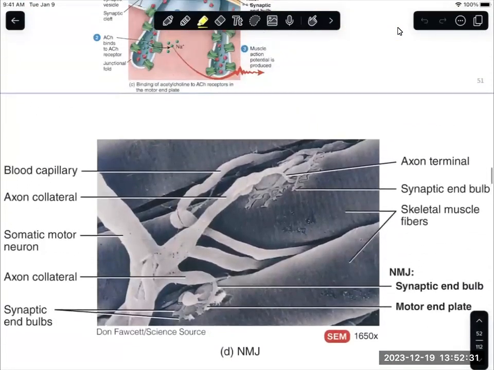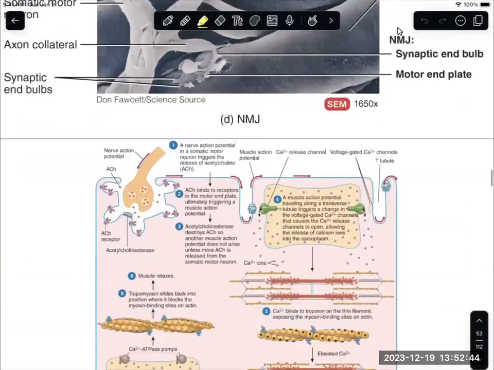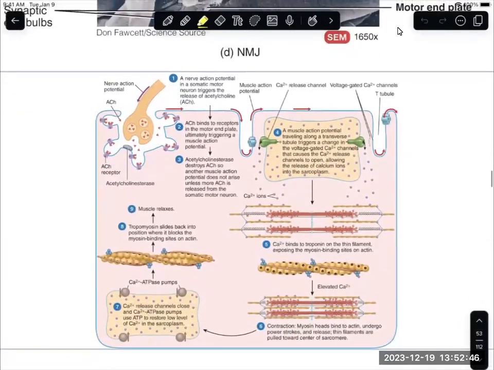So this is a really cool electron micrograph that kind of shows how these nerves branch so they can communicate with every single muscle fiber. So let's go through the entire process. An action potential comes down.